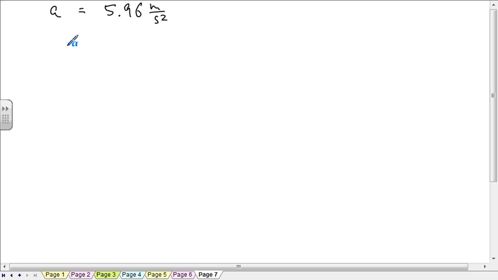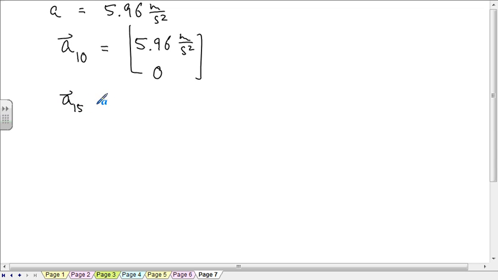Okay, so the acceleration vector of the 10 kilogram box is 5.96 meters per second squared, 0. And the acceleration of the 15 kilogram box is negative 5.96 meters per second squared, 0.